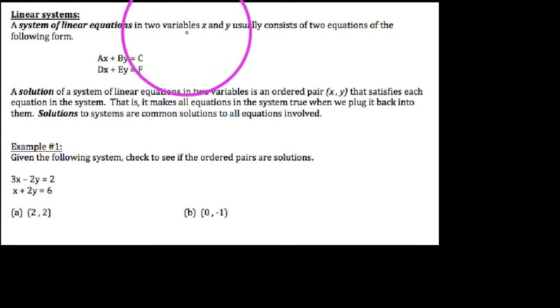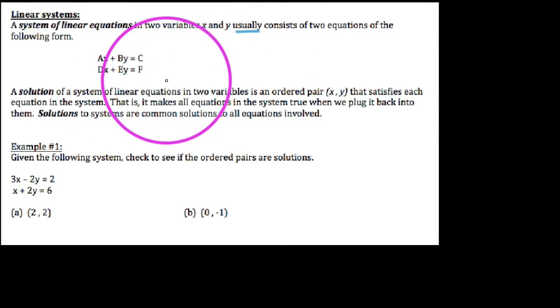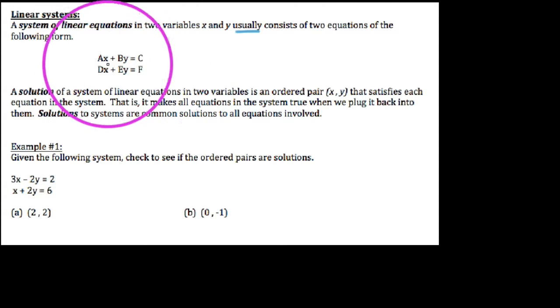We say a system of linear equations in two variables, that is, x and y, usually consists of two equations of the following form. And I say usually because sometimes you have maybe two or more. You could have 3 or 4 equations, but usually we look at a system with two variables and two equations. And I say also usually because these equations are given to us in standard form.